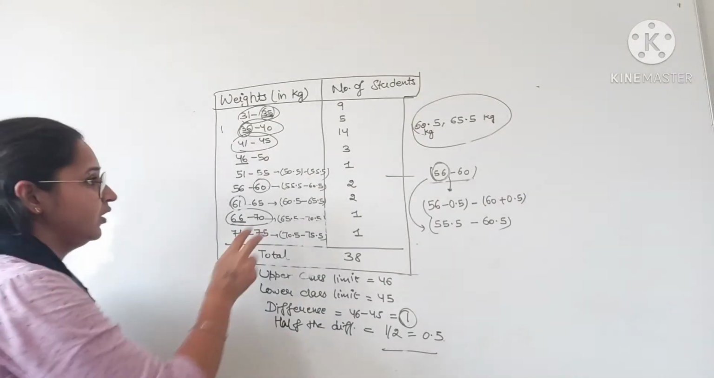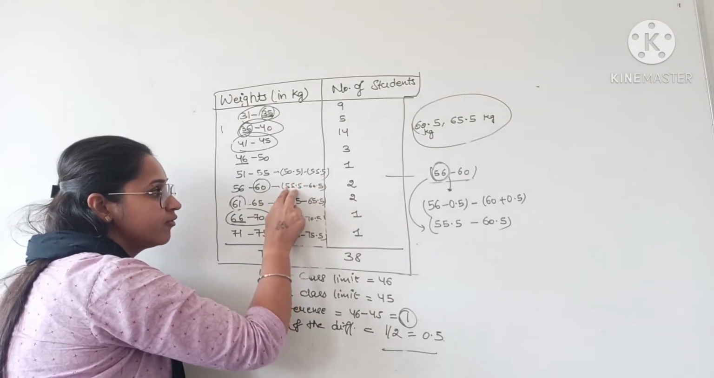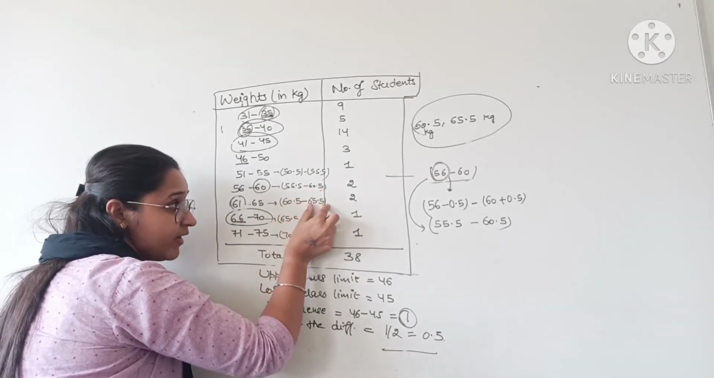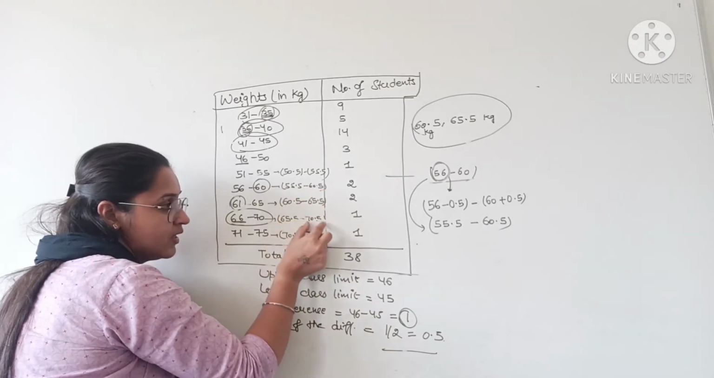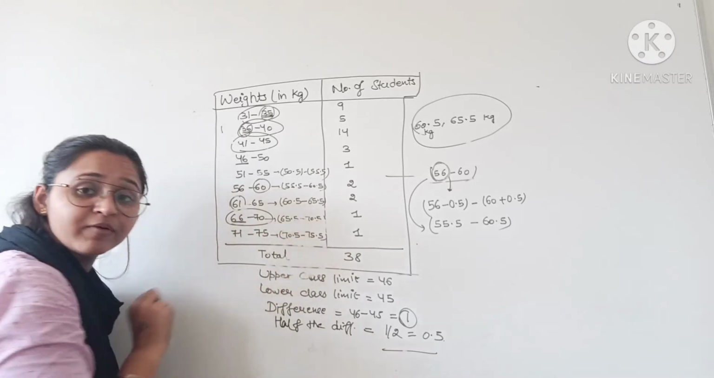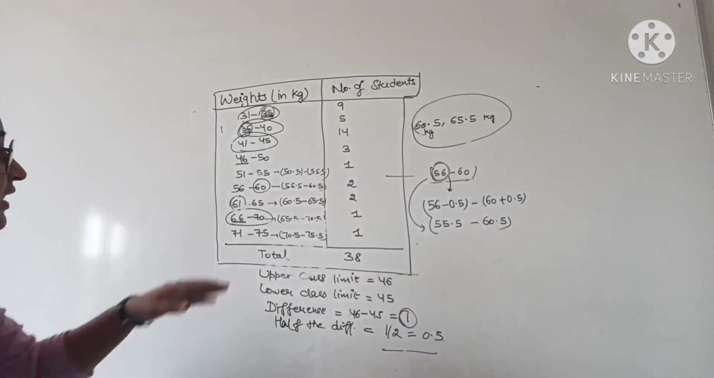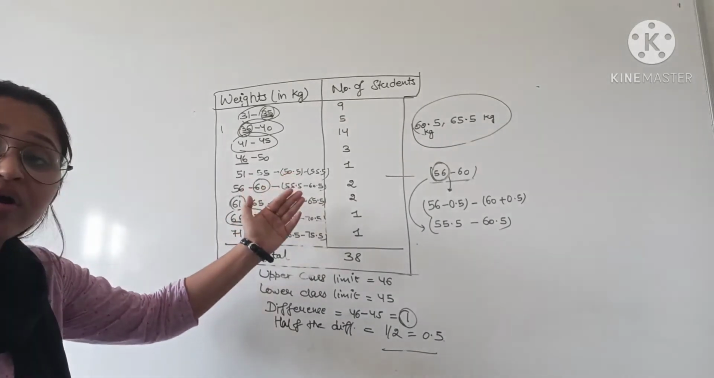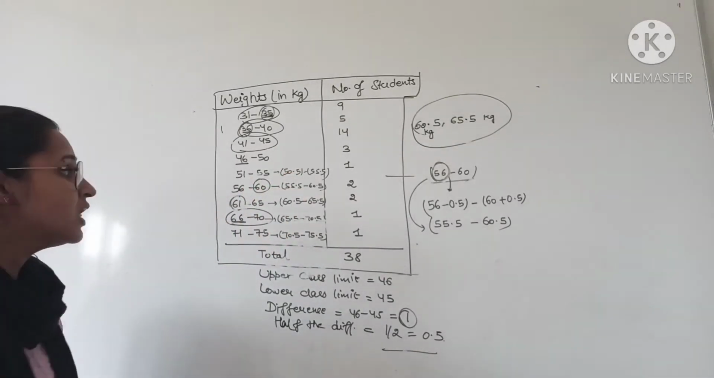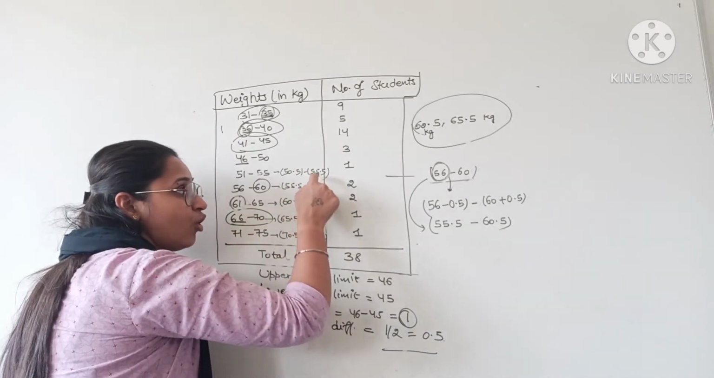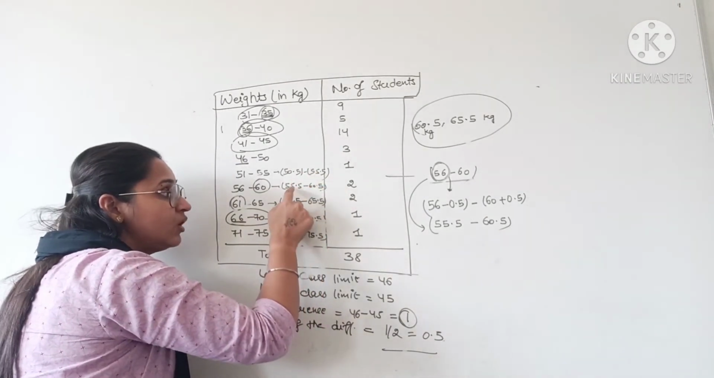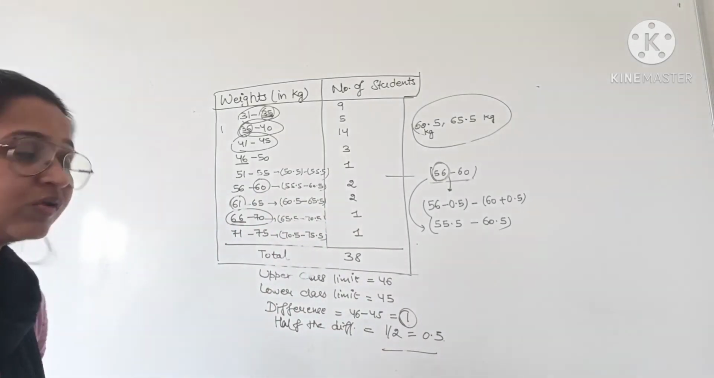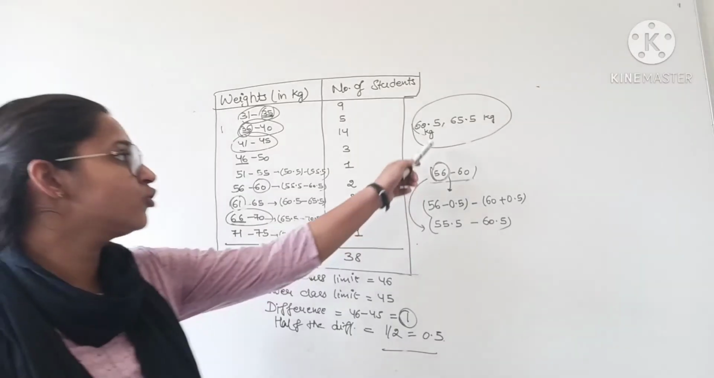Now see here, 55.5, 60.5, 65.5, 70.5, 75.5. It means these class intervals are now overlapping each other. It means the upper class limit of this interval is equal to the lower class limit of its next class interval. Now, what was the weight of two students?